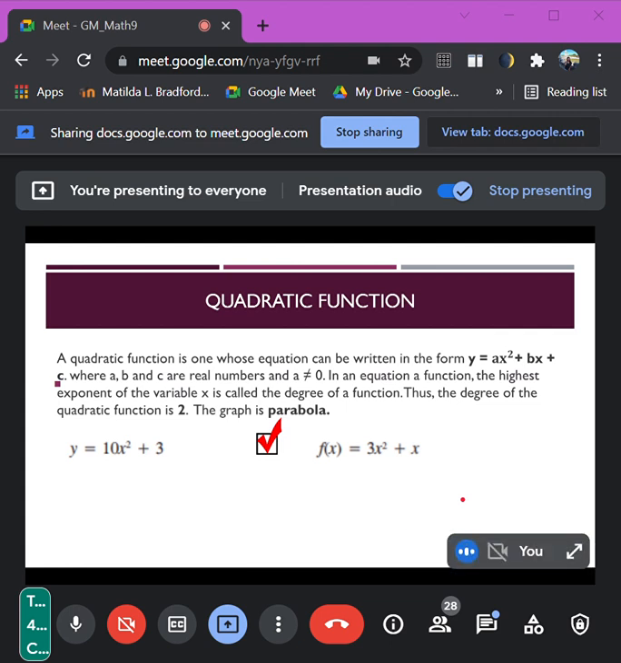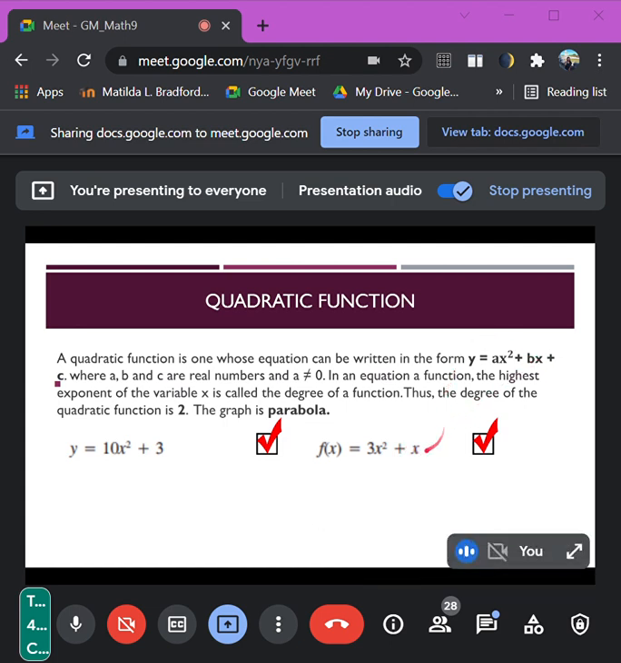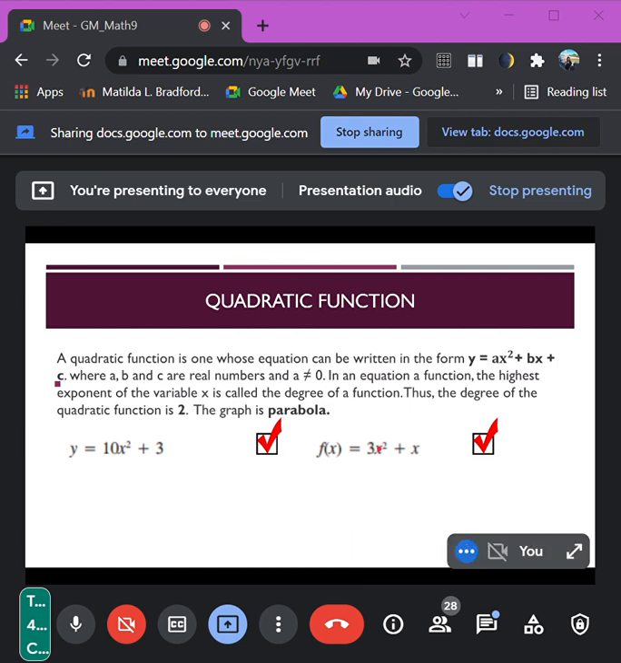Okay, our answer here is yes. Right, it's 3x squared. Your a is 3 and then x squared. And then your x is your bx. And then there is just no constant. Didn't I say it's okay, there is no constant, no linear term, as long as your highest degree is squared. Okay?